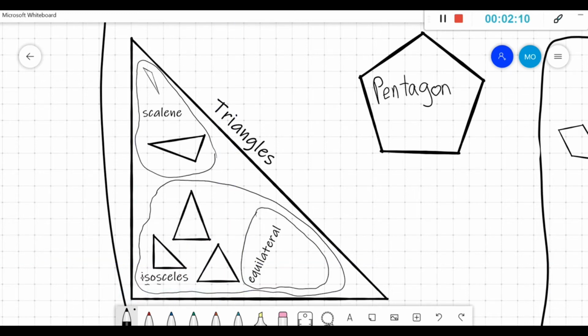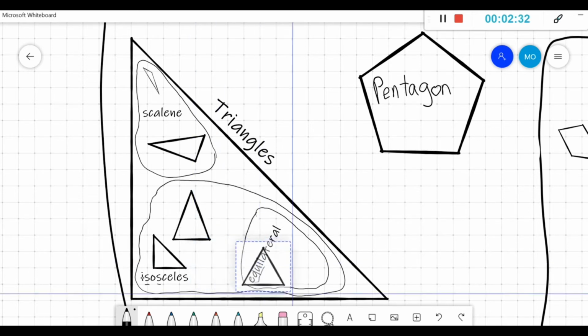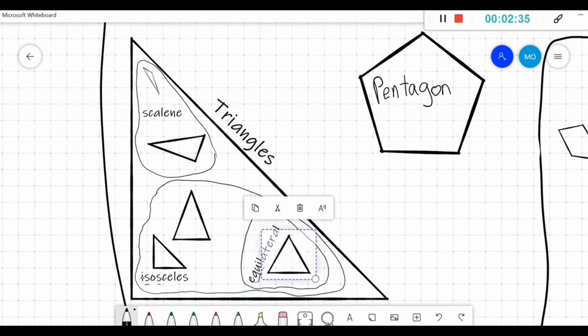But let's look real quick here. The last term is equilateral. So the key part of that is the first part where it says equal. So the same as equal. So being the same, equilateral means equal lines. So on this one, all three lines are the same. So it actually goes into the slot for equilateral. Notice that equilateral triangles here are also a part of the isosceles triangles.